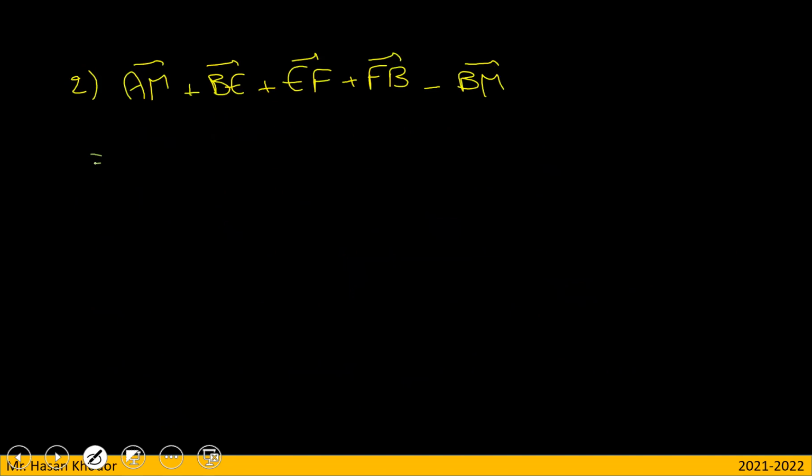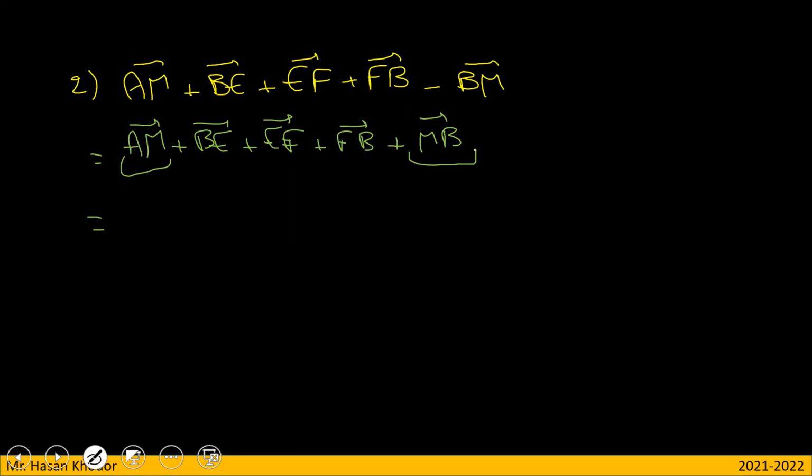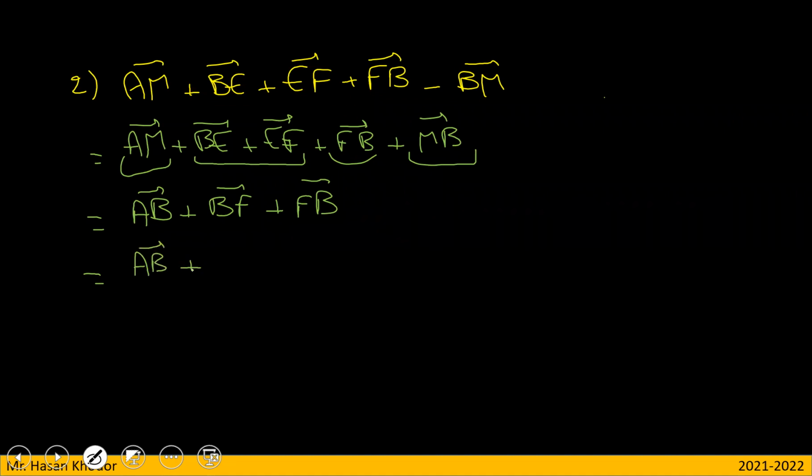Let's try here. Here we have these vectors. First of all, let's switch the minus. We get vector AM plus BE plus EF plus FB plus MB. Now let's search for consecutive vectors. First of all, I have AM and MB. It becomes AB. What else? Here we have BE and EF, which gives BF. Plus, still here we have FB. BF and FB give BB, meaning zero. They are opposite vectors. So what do we get finally? Vector AB.